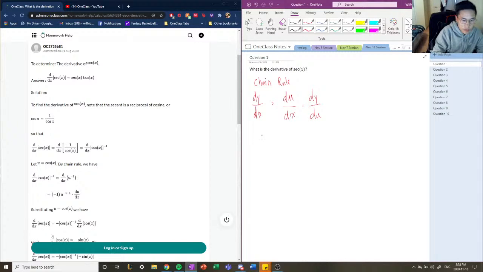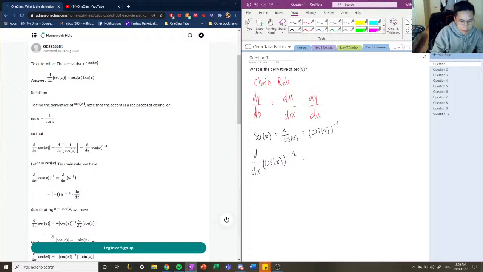First of all, we want to state that the secant of x can also be written as 1 over cos x, or cos x to the power of -1. So now we want to write out our tools: d/dx of cos x to the power of -1. We're going to use our chain rule here.